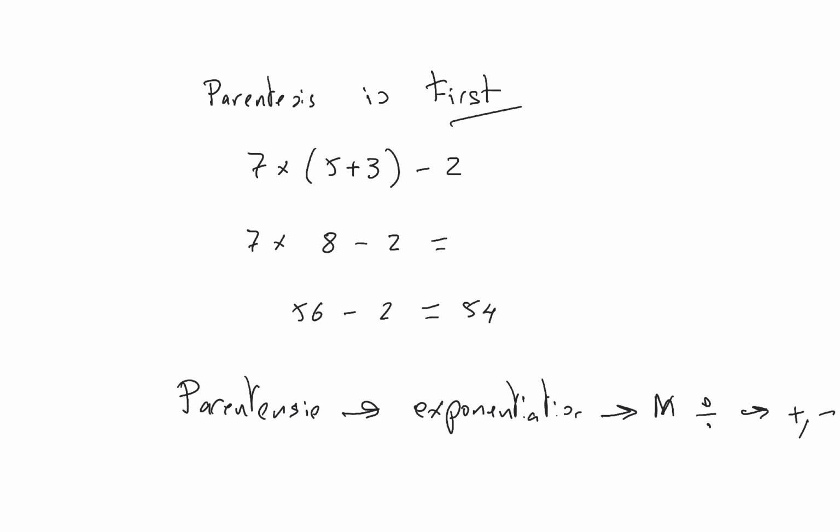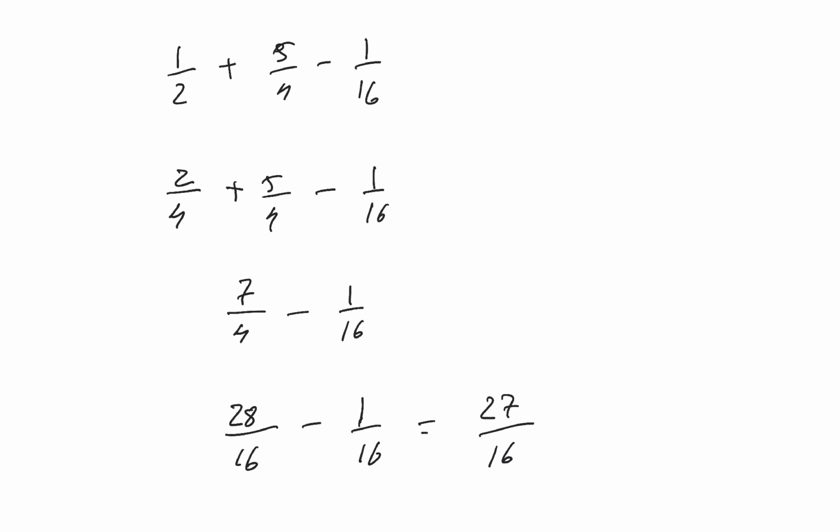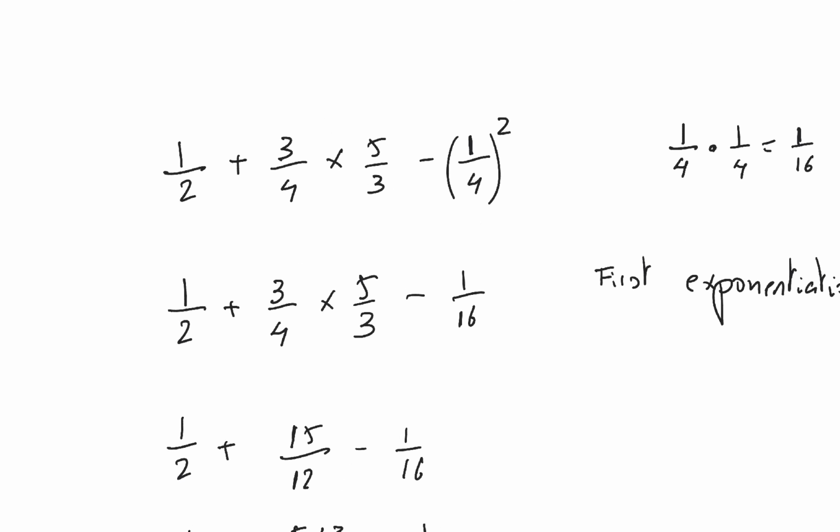So let's do the other one here. The problem says 7 multiplied by (5 plus 3) minus 2. When I see a parenthesis, I go first. So 5 plus 3 is 8, it's done. 7 multiplied by 8 minus 2. Now what operation do we do first? Multiplication, 7 multiplied by 8, 56. 56 minus 2. And now what operation do I do? The subtraction, 54.